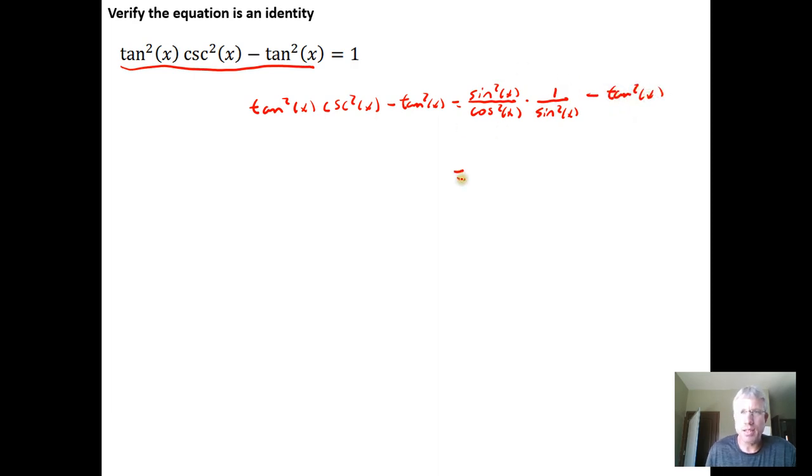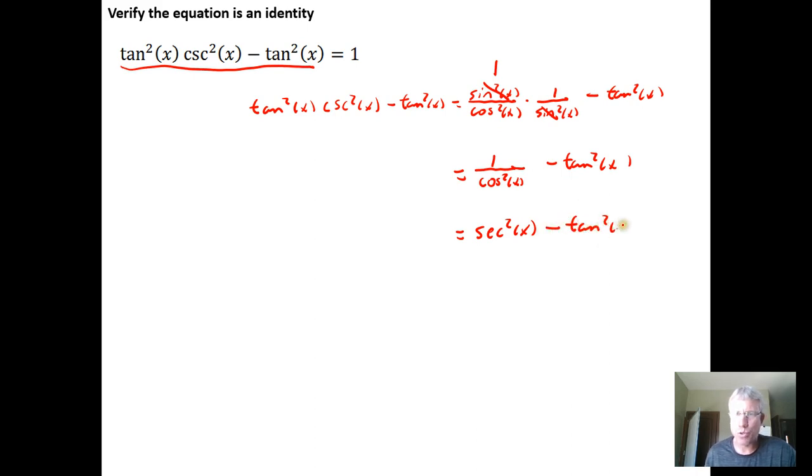And I can see from here that a sine squared over sine squared is going to be 1, so it's going to leave me with a 1 over the cosine squared of x minus the tangent squared of x, because this divided by this equals 1 as long as the sine isn't 0. And 1 over the cosine squared is a reciprocal identity. This is the same as the secant squared. The secant and cosine functions are reciprocals of each other.